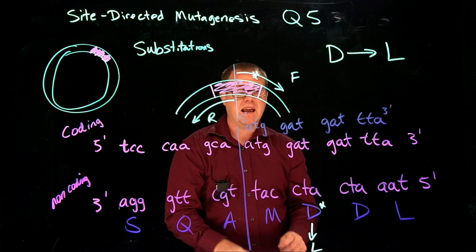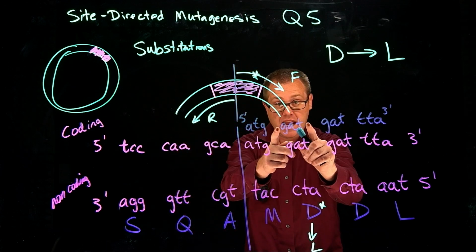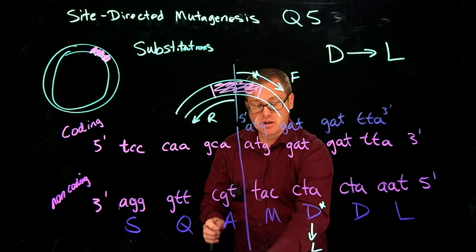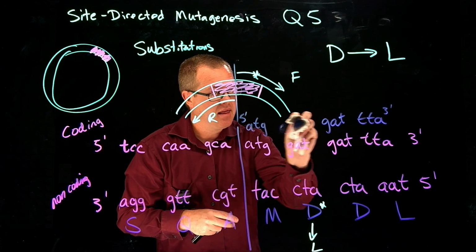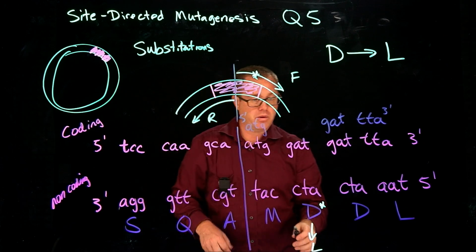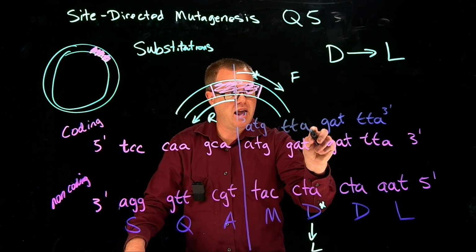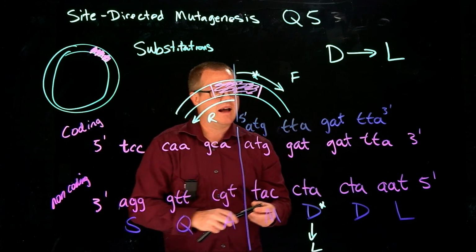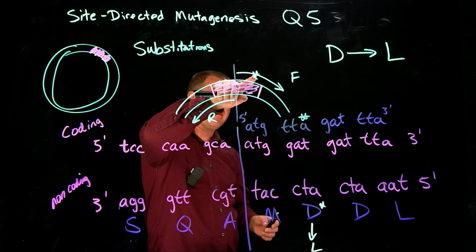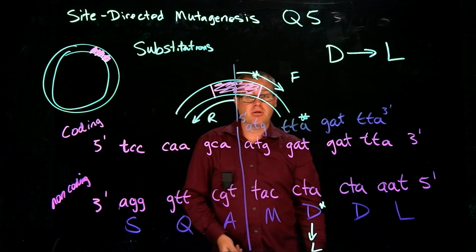But I made a mistake here. That primer right there encodes, GAT encodes for the aspartic acid. So what I need to do is replace that codon right there with what encodes for the leucine. And that should be TTA. So that codon right there is the asterisk in this little diagram right here. Okay? And so that is the forward primer.